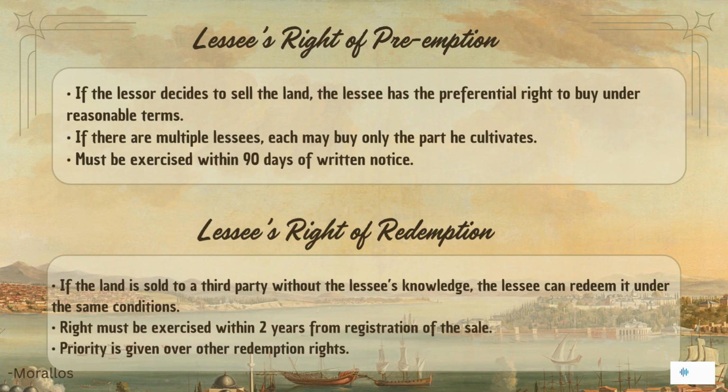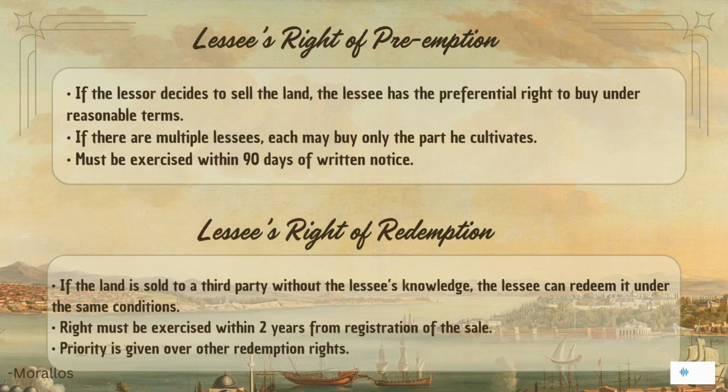So let's talk about the lessee's right of preemption. This simply means that if the owner or lessor decides to sell the land, the lessee has the first opportunity to buy it. The terms shall be reasonable, and the lessee must be given written notice about the sale. From the date of that notice, the lessee has 90 days to decide whether to buy the land, and if there are several lessees on the same property, each one can only buy the portion they actually cultivate. This right protects the lessee from losing the land they've been working hard on.